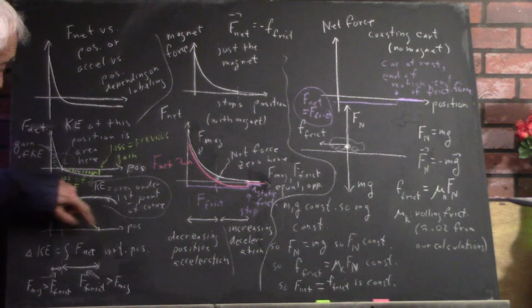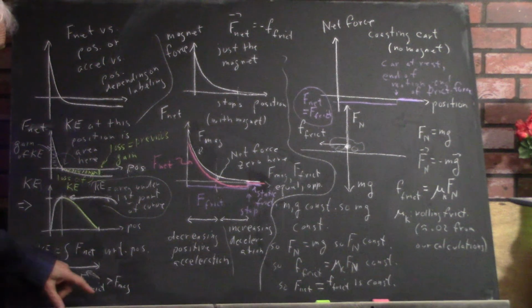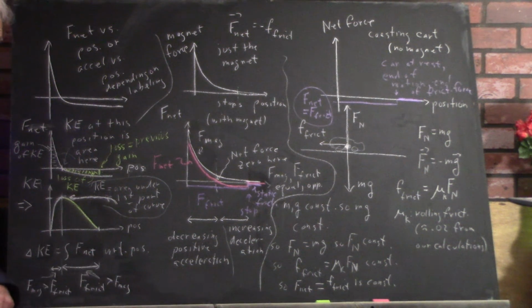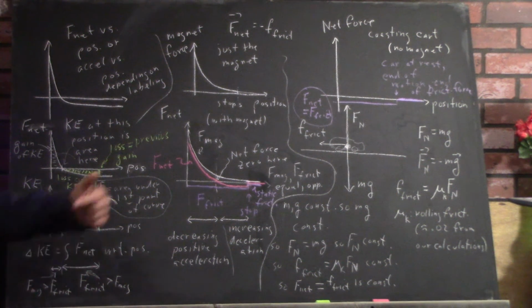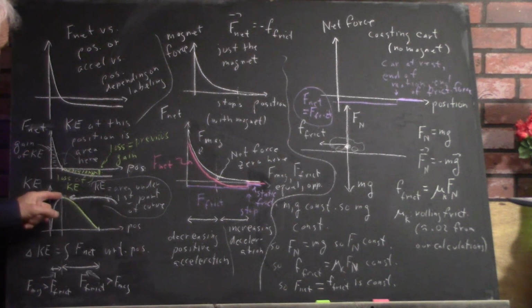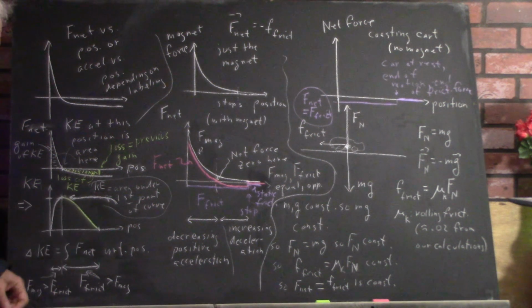Between here and here, a much longer interval, your force of friction is greater in magnitude than the magnetic force. So the force of friction dominates, and now you have a net force in this direction. It's going to sap your kinetic energy. Your kinetic energy is going to decrease.